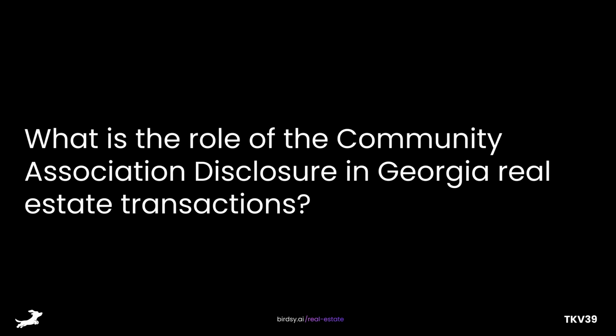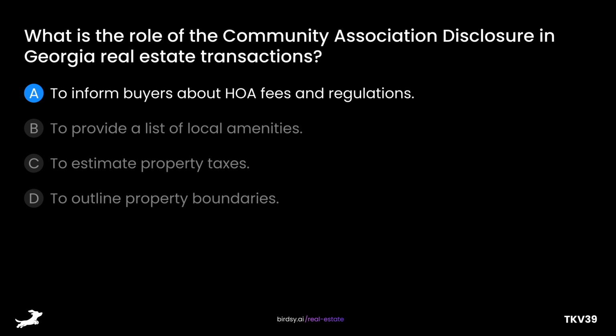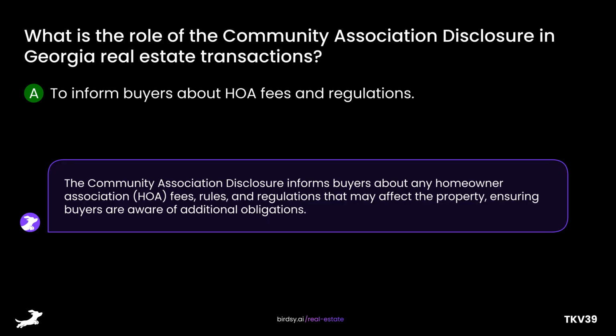What is the role of the Community Association disclosure in Georgia real estate transactions? Is it A, to inform buyers about HOA fees and regulations, B, to provide a list of local amenities, C, to estimate property taxes, or D, to outline property boundaries? The answer is A, to inform buyers about HOA fees and regulations. The Community Association disclosure informs buyers about any homeowner association fees, rules, and regulations that may affect the property, ensuring buyers are aware of additional obligations.